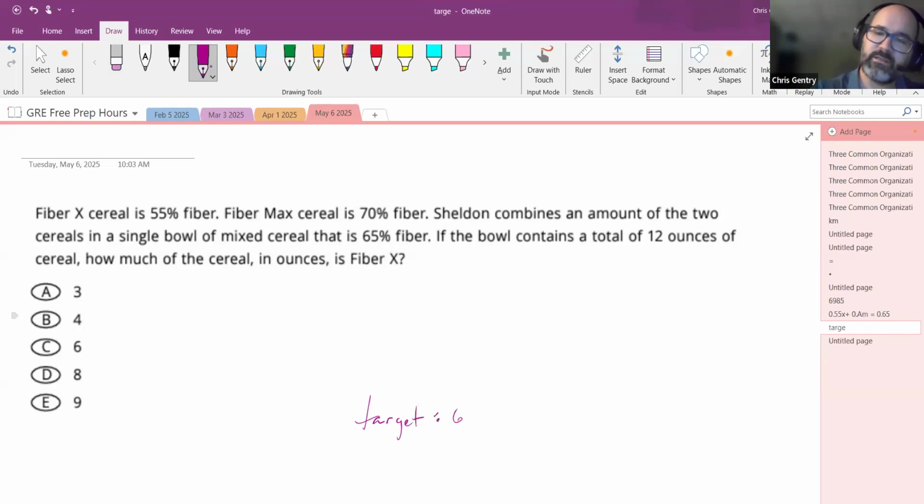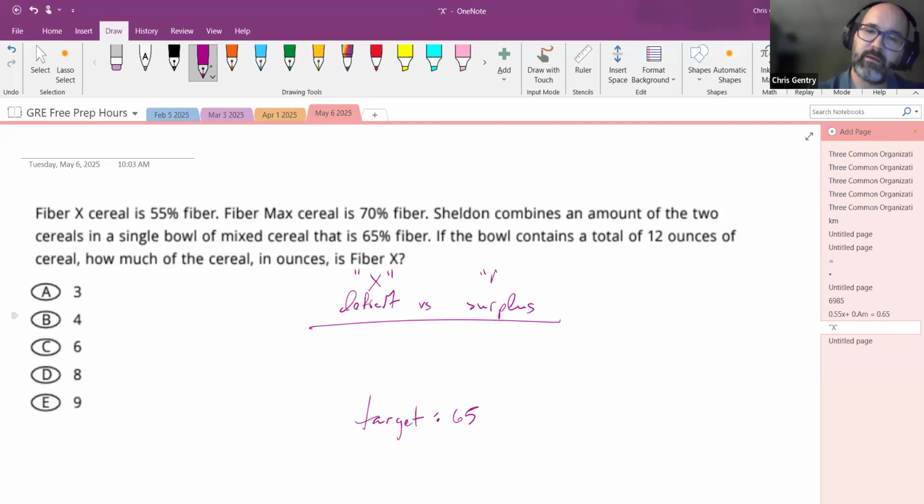My target is 65. If I'm looking at deficit versus surplus, I know that team X is my deficit. They're giving me too little. And team Max is my surplus. They're giving me too much. But the question now becomes how much too little? How much too much? And team X is giving me a deficit of 10. Every single part of X that I use is 10 below what I want. Team Max is giving me a surplus of 5. Every bit of Max that I use is giving me too much.